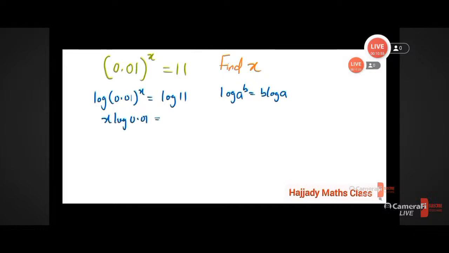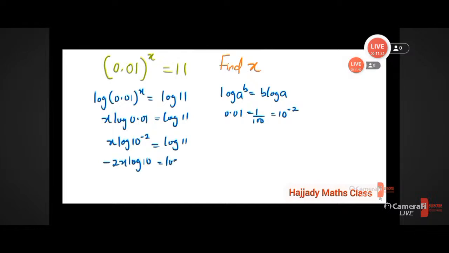0.01 equals log 11. In addition to this, also we know that 0.01 is the same thing as saying 1 over 100, right? Which is the same thing as saying 10 raised to power negative 2. So using the same thing here, we are going to change 0.01 to 10 raised to power negative 2. So we have x log 10 raised to power negative 2 equals log 11. So applying the first law here, which is log a raised to power b, the same thing will be used here. So here we have negative 2x log 10 equals log 11.